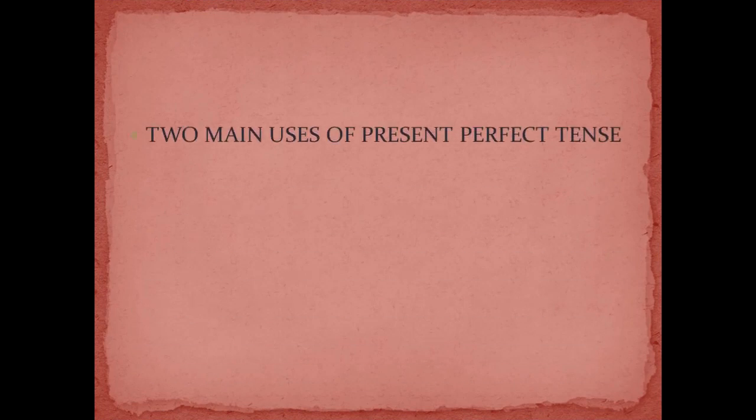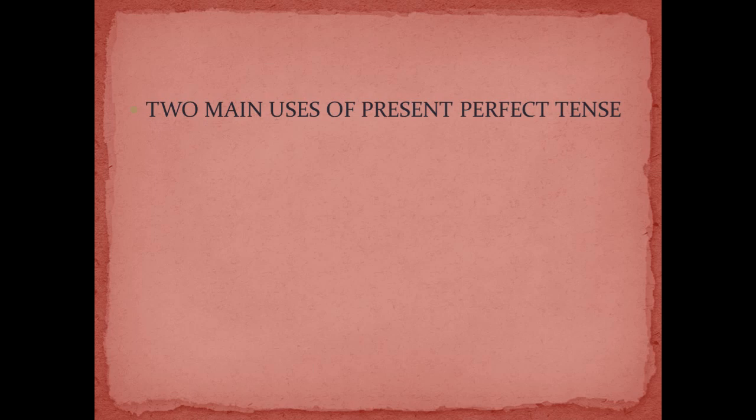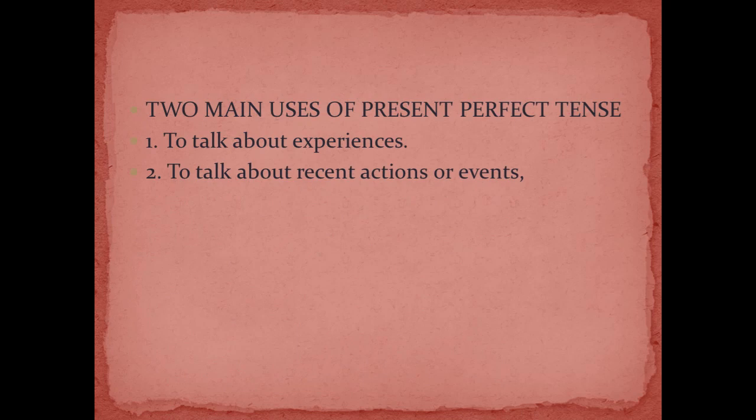So, there are two main uses of present perfect tense. One is to talk about experience and the other one is to talk about recent actions or events. Now let's move on to simple past. We always learn present perfect and simple past together because people always make mistakes with these two tenses.